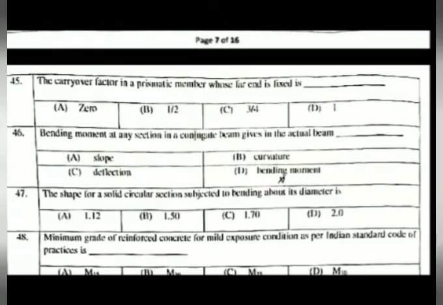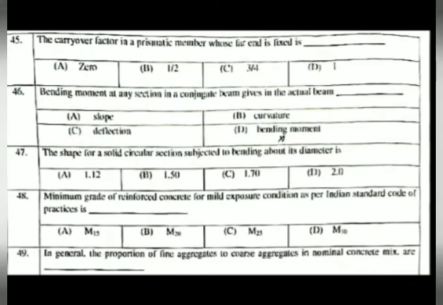Bending moment at any section in a conjugate beam gives in the actual beam? Right answer for this question is option C, deflection. The shape factor for a solid circular section subjected to bending about its diameter is? And the right answer for this question is 1.70. Minimum grade of reinforced concrete for mild exposure condition as per Indian Standard Code of Practice is?